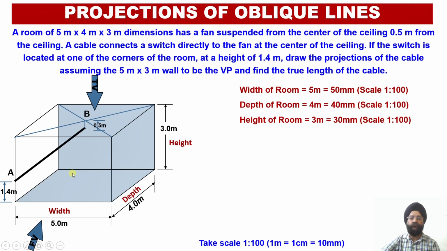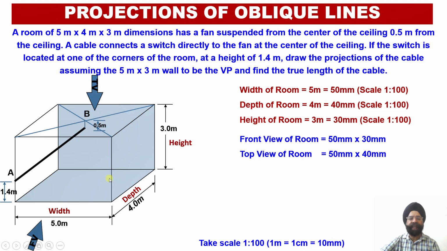Now, when we have to draw the orthographic projections, we have to draw the front view of this room and the top view of this room. In the front view, the two dimensions which will be visible to us are the width, which is equal to 5 meter, that is 50 millimeter, and the height, which is equal to 3 meter, and this will be drawn as 30 millimeter. So the front view of the room will be represented with the help of a rectangle measuring 50 millimeter by 30 millimeter.